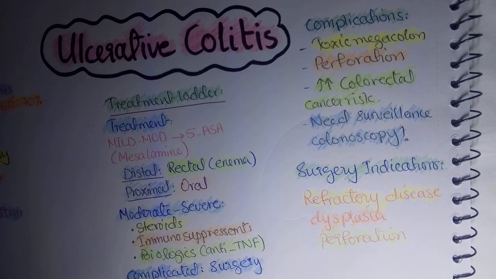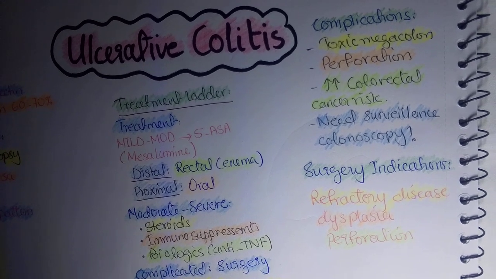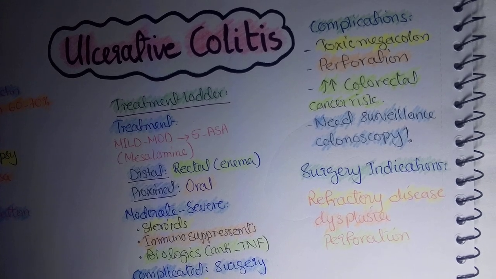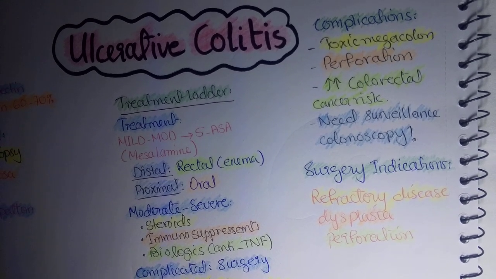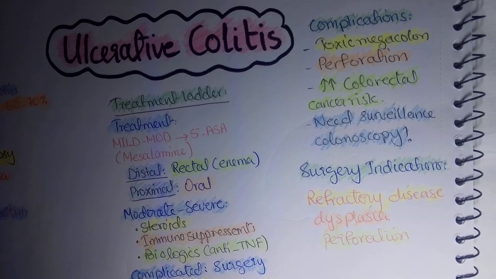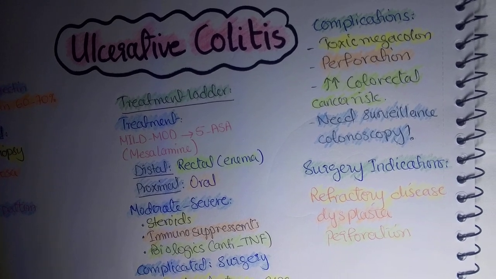The major chronic complication is colorectal cancer, and risk increases after 8 to 10 years of disease, specifically with extensive colitis. So this is why surveillance colonoscopy every 1 to 3 years is essential.